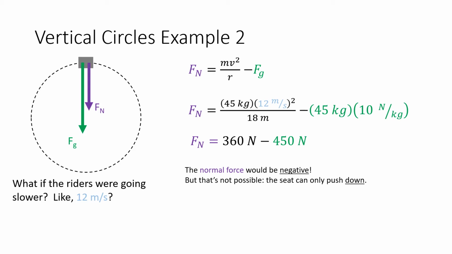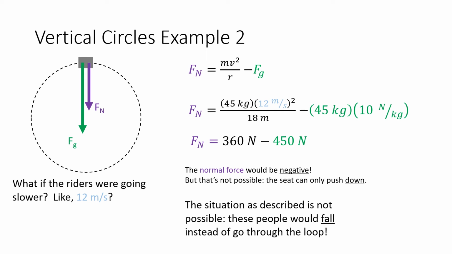Now, the normal force can't be negative. The seat has to be pushing down. If it wasn't pushing down, it'd be a different situation. And so this situation, as we've written it, isn't possible. I can't just make up a speed for this roller coaster of 12 meters per second. These people would fall instead of moving in a circle. That has some important consequences.